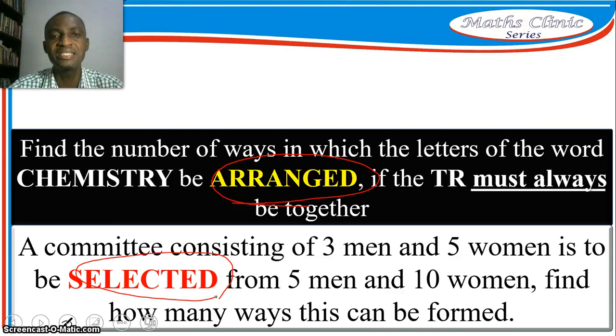So normally you realize that in combination questions, you hear the word selection, group, picking, selecting, or just picking people or picking numbers. But in permutation, you always see the word arranged, or put some people in a row, in a column, in a straight line. Position is very important. Then you will see the difference between the two.